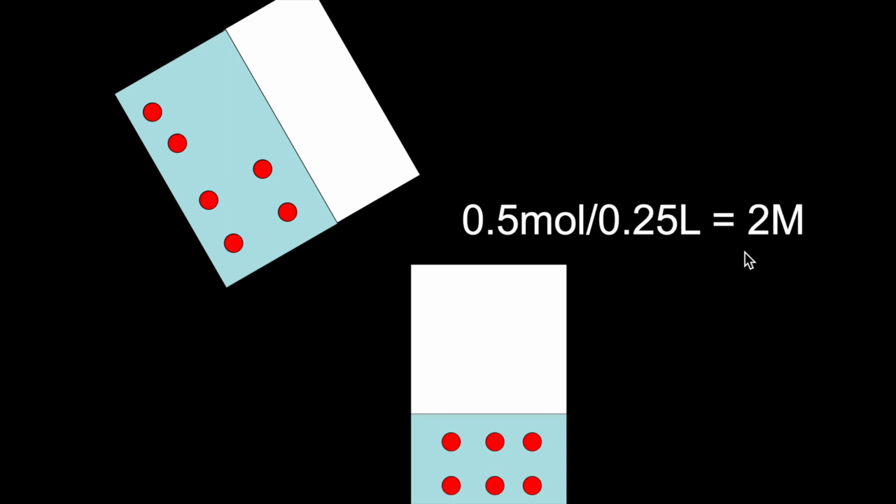Again, if you notice here, 0.5 moles in 0.25 liters is a 2 molar solution. If I were to double the volume to 0.5 liters, the number of particles that have been dissolved remains the same.